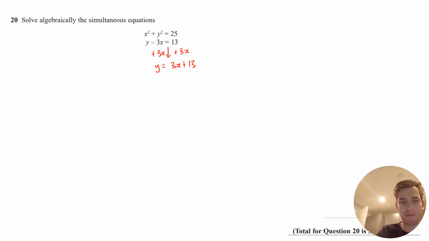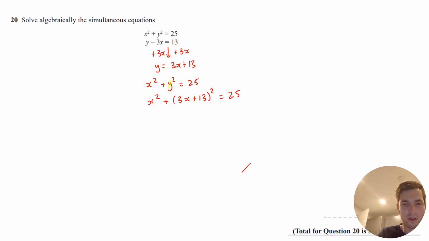And now I'm going to rewrite my quadratic, the one with the squares, and I'm going to substitute in my y. So I get an equation with x only. So x squared plus (3x plus 13) squared equals 25. So just to get my highlighter out so you can see where that's come from. So instead of the y, I substituted in my expression that I got earlier. So now this is a quadratic in terms of x only. So I need to expand all this out.